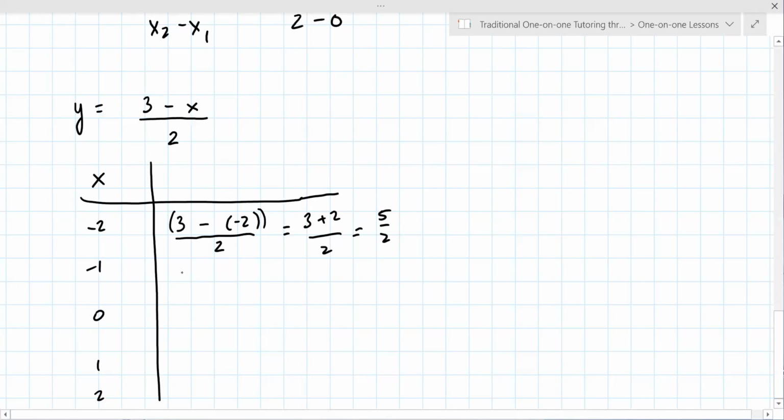Okay. So for the next one, and this is very important, notice that when I substitute a variable in for x, especially when there's a subtraction symbol in front of it, I put it in parentheses. This -1 is in parentheses. This becomes 3 plus 1 over 2, which is 2. Okay, so see if you can do the rest, please.